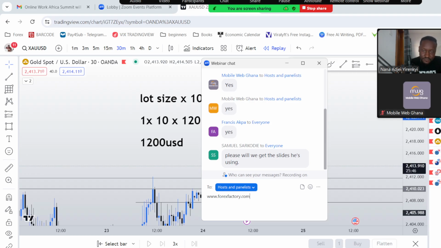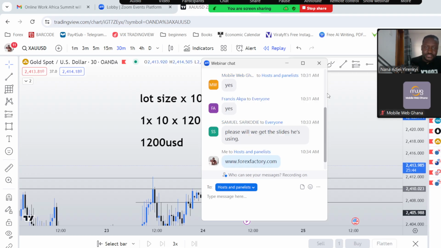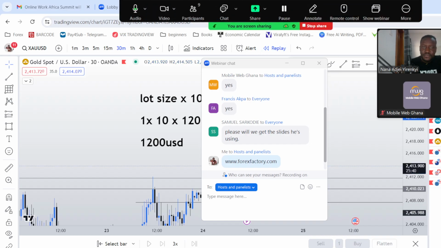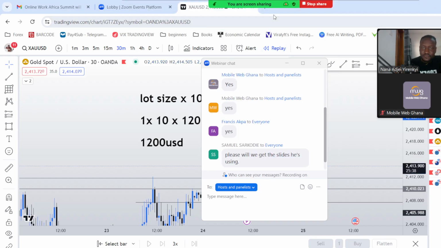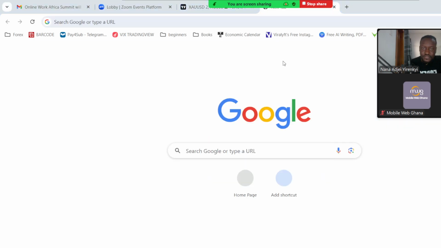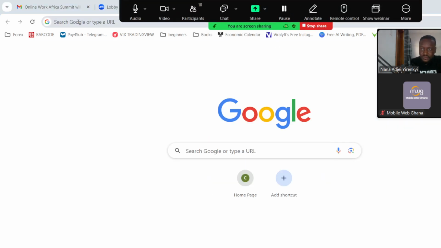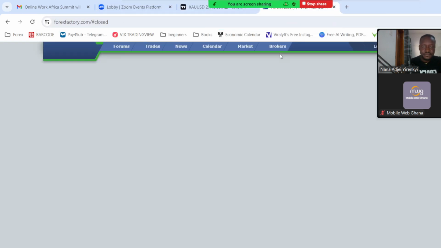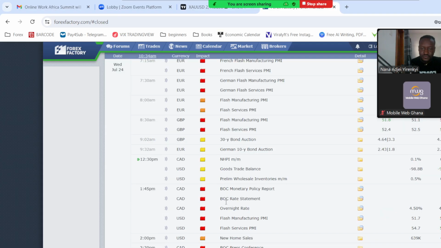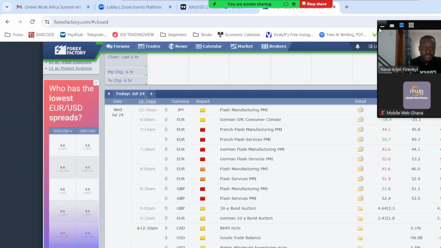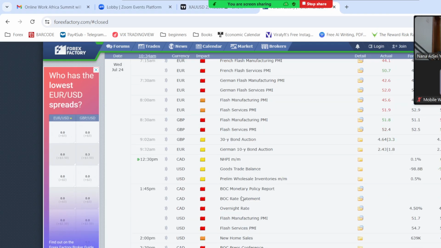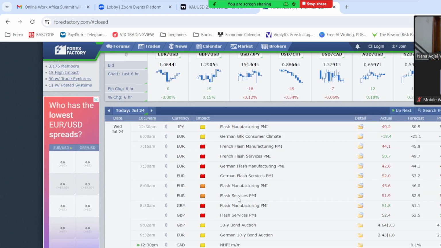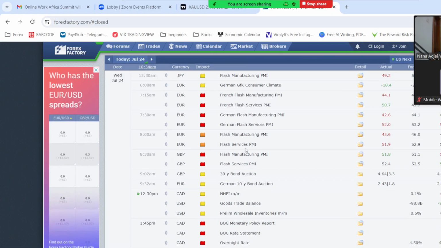So that is the platform that we use to check fundamental data that may be released at any given moment. It's like an economic calendar to look at various economic data that's going to affect various countries. So this is the platform that we use to check these economic data. You can see that all these are just data.